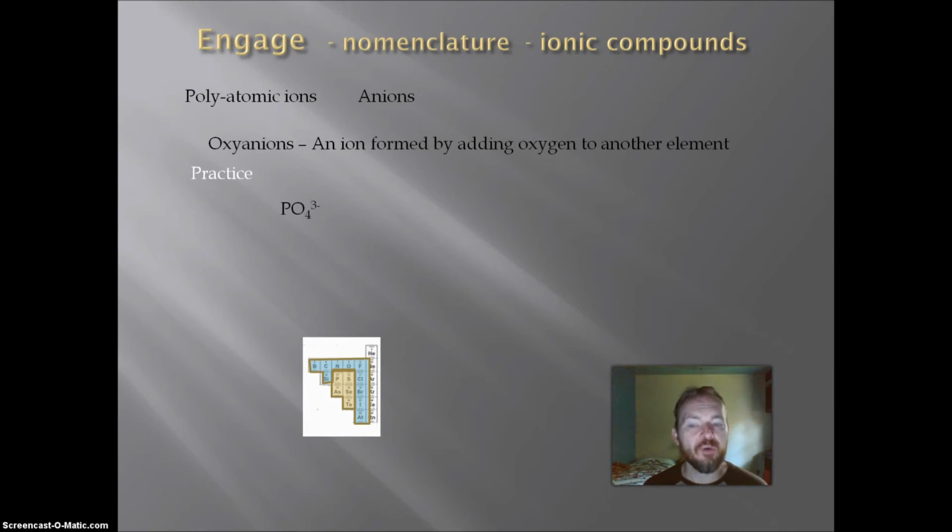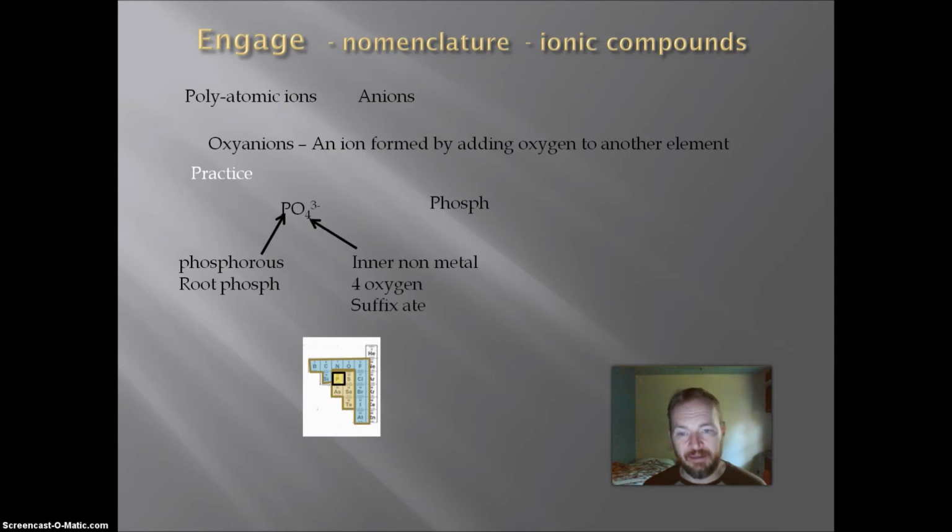So let's practice seeing if we can name some oxyanions. We've got PO4 with a charge of 3-. The non-metal element is phosphorus. The root of phosphorus is phos, so it's going to start with a phos. It is an inner non-metal. As an inner non-metal, if there are 4 oxygen, it gets the suffix ate. So this would be the phosphate ion.